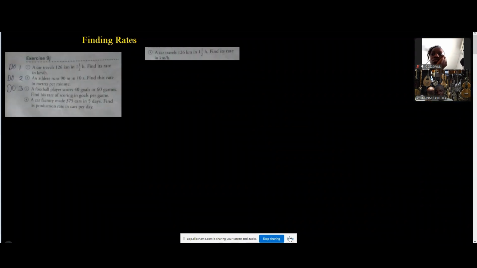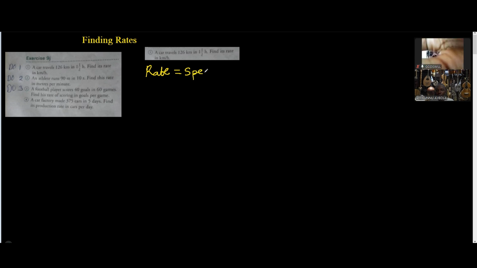So the question we're looking at is under rate. The first question said, a car travels a certain distance in a certain time. You should find its rate in kilometer per hour. We're going to say rate is the same thing as speed, particularly because we have seen the kilometer per hour. And kilometer per hour means kilometer divided by hour. While kilometer is distance, the hour is the time taken. So we can say speed equals distance over time.